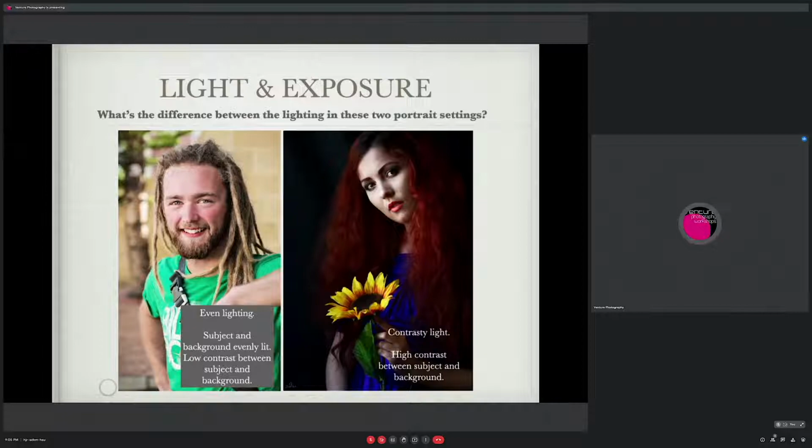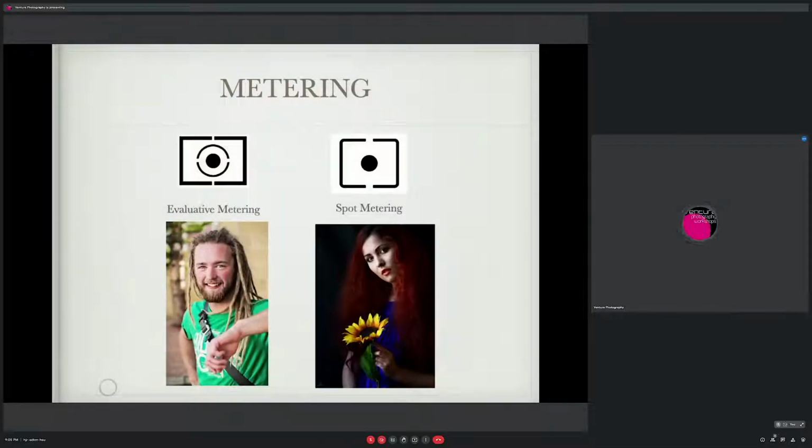Now, if you are photographing in contrasty light versus even lighting, you've got to know how to use your metering modes on your camera. The difference between, say, evaluative metering, sometimes called matrix metering, sometimes called pattern metering, depending on the camera you use, and spot metering. So evaluative metering basically meters for the entire frame. It looks at the entire frame, the way in which it's lit.